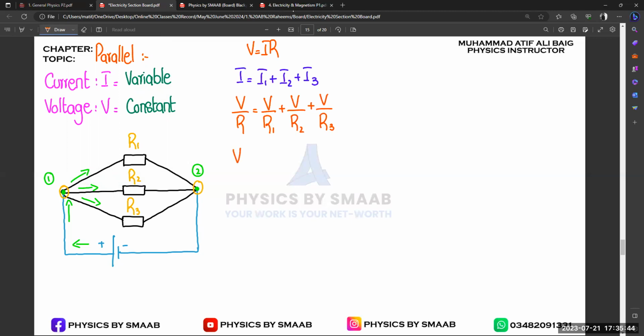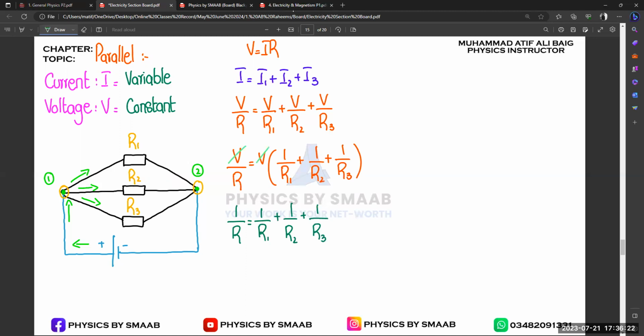Again, taking V common on the right hand side, we get 1 over R1, 1 over R2, 1 over R3. So this V gets cancelled out on both sides. So we will get our final equation, and the final equation will be 1 over R equals 1 over R1 plus 1 over R2 plus 1 over R3. So this is our final equation.